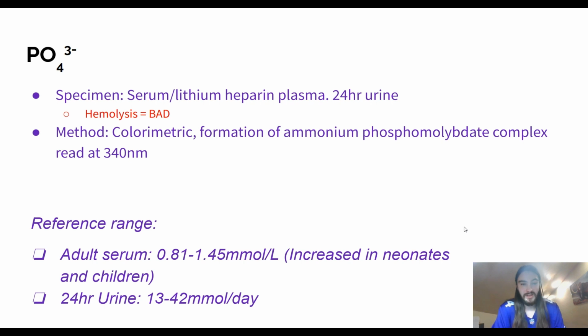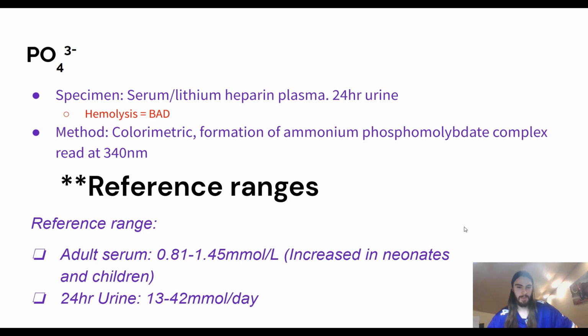Specimen for phosphate: serum, lithium heparin plasma. Also in urine, we can measure that. Hemolysis is bad because it's an intracellular anion electrolyte. It's also measured colorimetrically, through the formation of an ammonium phosphomolybdate complex, that is how you pronounce that, which can be read at 340 nanometers on the visible spectrum. There's a couple of reference ranges.